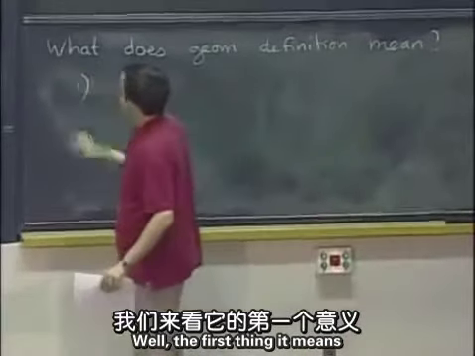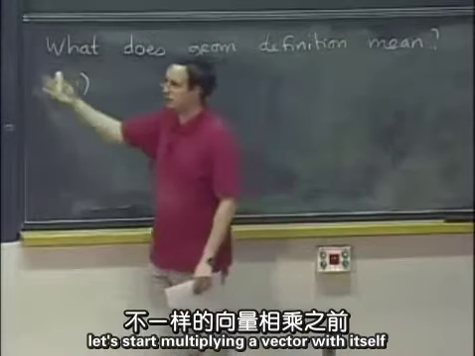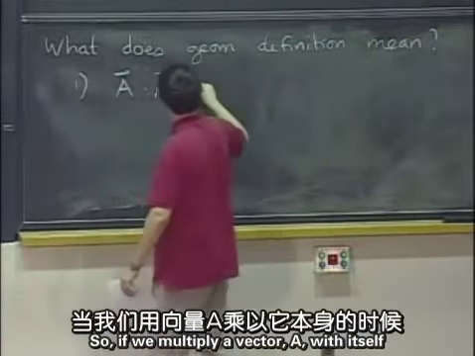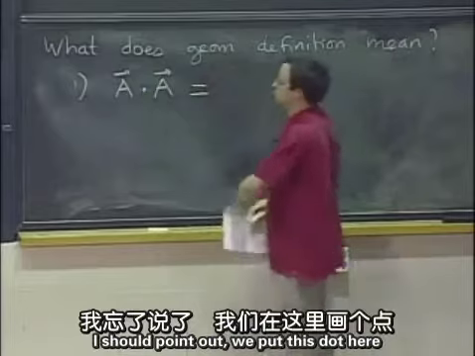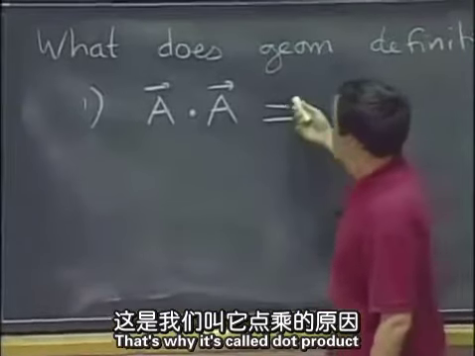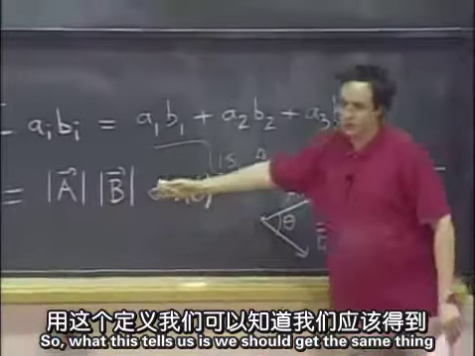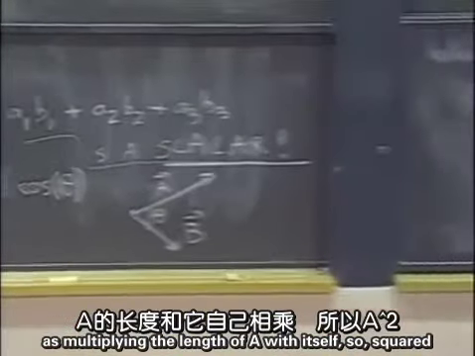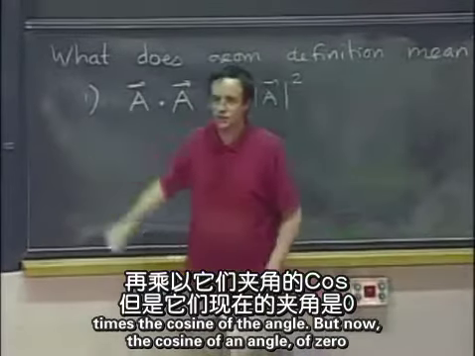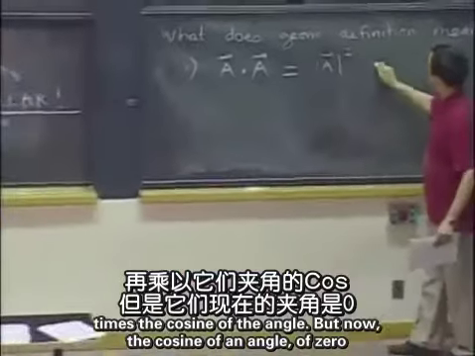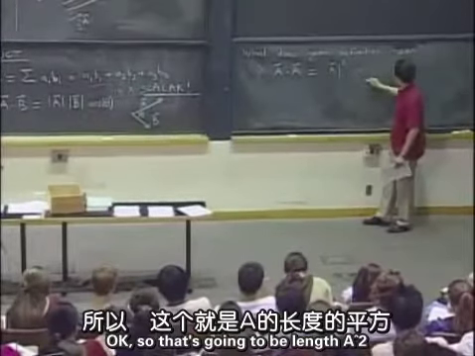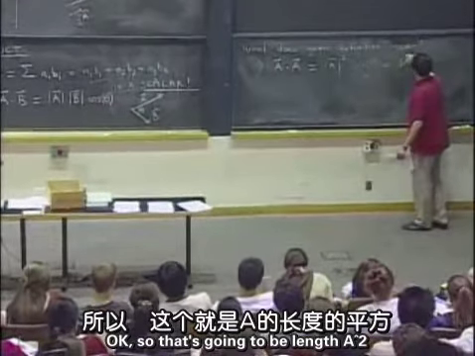Well, the first thing it means, before we multiply two vectors, let's start by multiplying a vector with itself. That's probably easier. So if we multiply a vector A with itself using this dot product, by the way, I should point out we put this dot here, that's why it's called dot product. What this tells us is we should get the same thing as multiplying the length of A with itself, so squared, times the cosine of the angle. But now the cosine of an angle of 0, you all know is 1. So that's going to be length A squared.